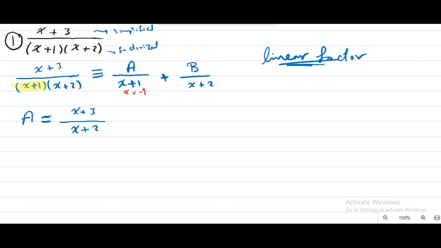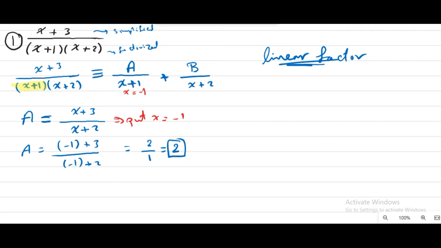So in this expression, put x equal to negative 1. So the value of A will be (negative 1 + 3) over (negative 1 + 2), equals 2 over 1, equals 2. This is the value of letter A.